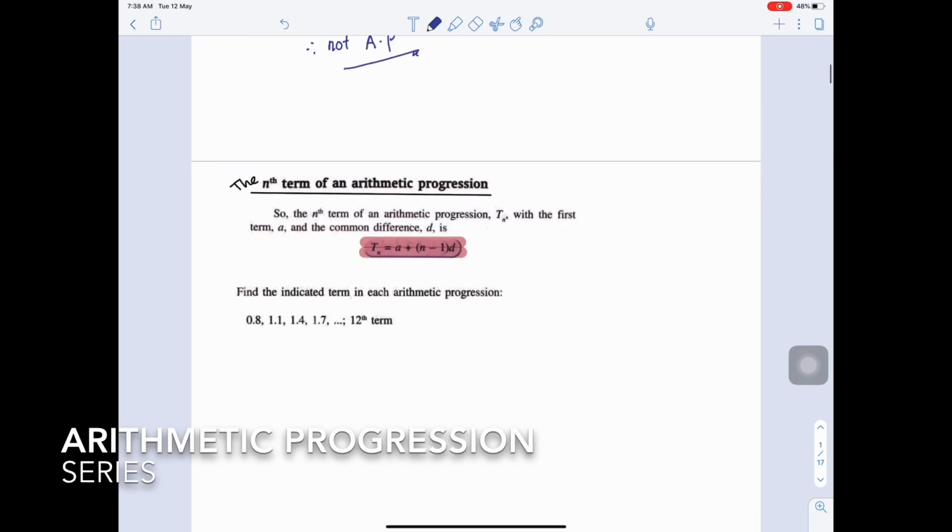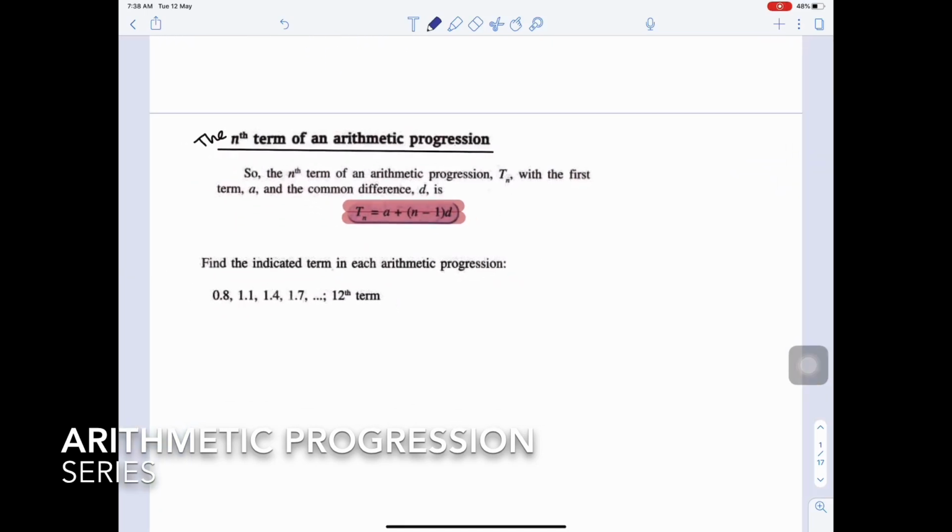In arithmetic progression we can find the terms. The nth term of an arithmetic progression, Tn is the symbol, with first term A and common difference D, and this is the formula: Tn equals A, the first term, plus n minus 1 times the common difference D.